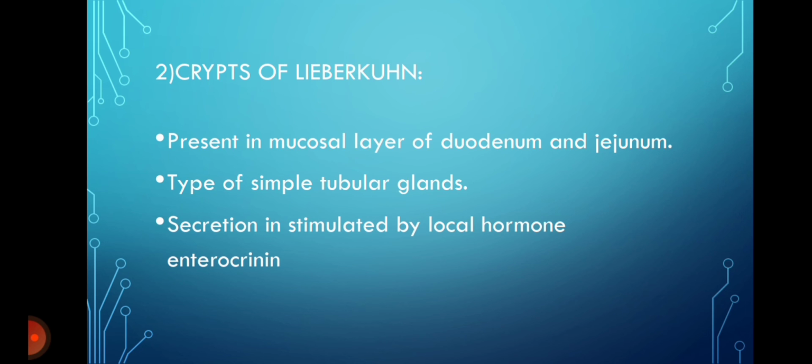Next one is crypts of Lieberkuhn. It is present in the mucosal layer of duodenum and jejunum. It is the type of simple tubular glands. Its secretion is stimulated by local hormone enterocrinin.